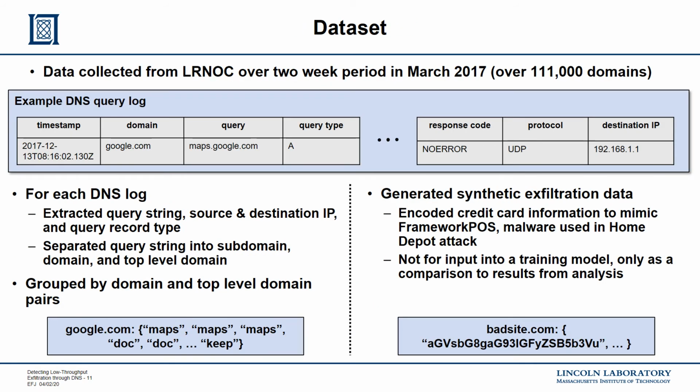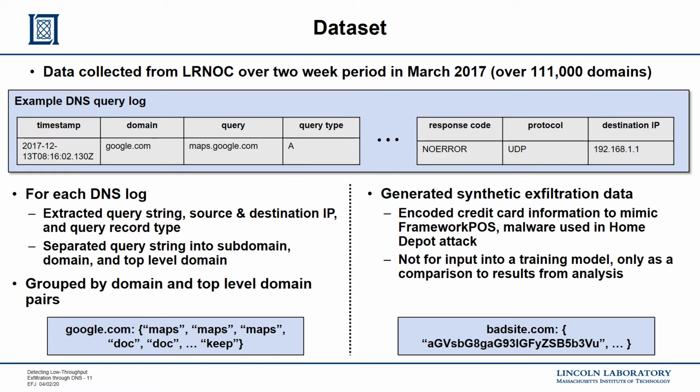So the data that we used in our analysis was collected from LONOC, which is an enterprise research network containing real network traffic from our organization. This dataset spans a 2-week period in March of 2017 and contained over 111,000 domains.